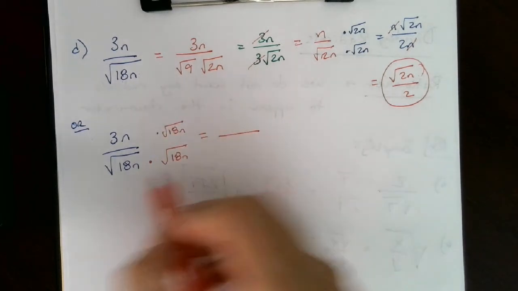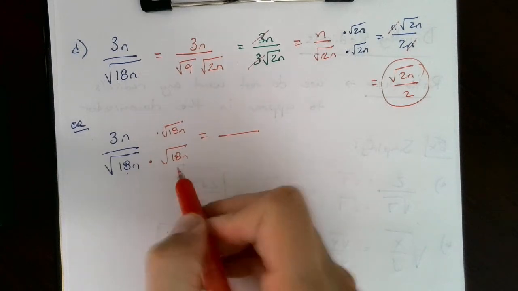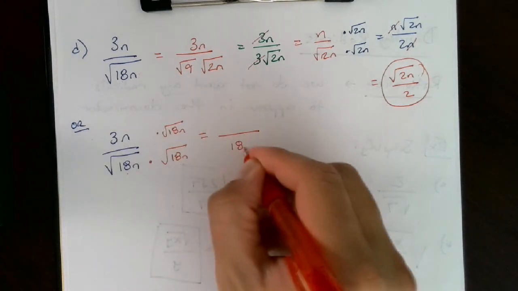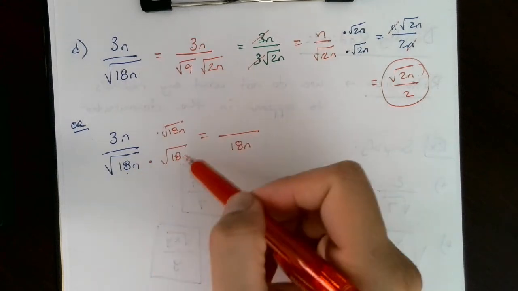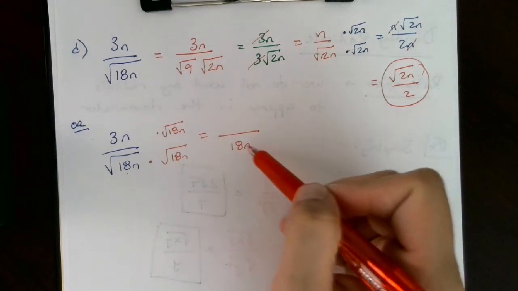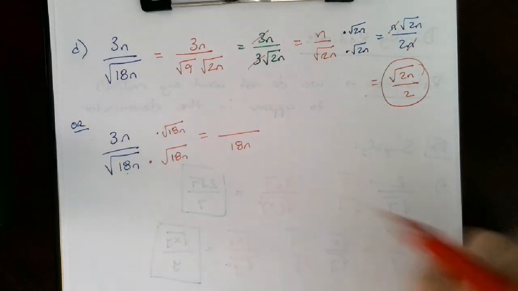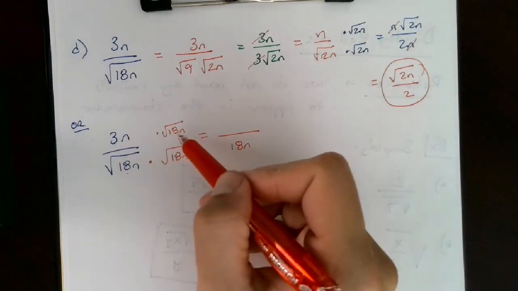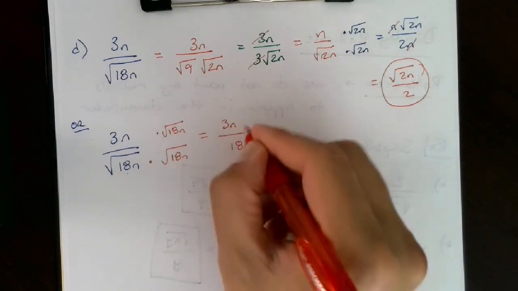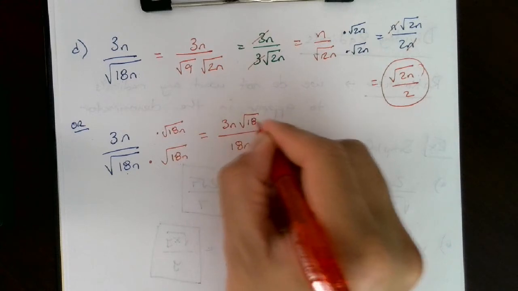Now remember why we did it. In the denominator, the square root of something times itself just gives you whatever was on the inside, the 18n. It's really because it becomes the square root of 18n and the quantity squared, and then when you take the square root, you just get the base. Here in the numerator, you got 3n times the square root of 18n, and I'll just write it like that: 3n times the square root of 18n.